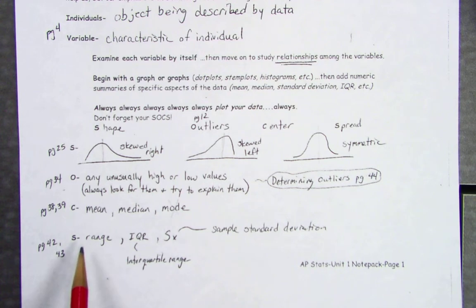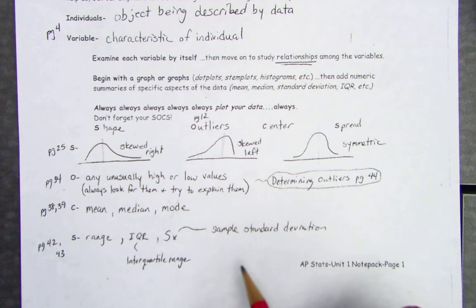The last S, spread. There's different measures of spread. The simplest one is the range, where you take the largest data point and subtract the smallest one. Or there's the IQR, which is the Q3 or third quartile minus the first quartile, and IQR stands for interquartile range. And then this Sx, which is sample standard deviation. And we'll get into calculating that and using that as a measure of our spread a little bit later.